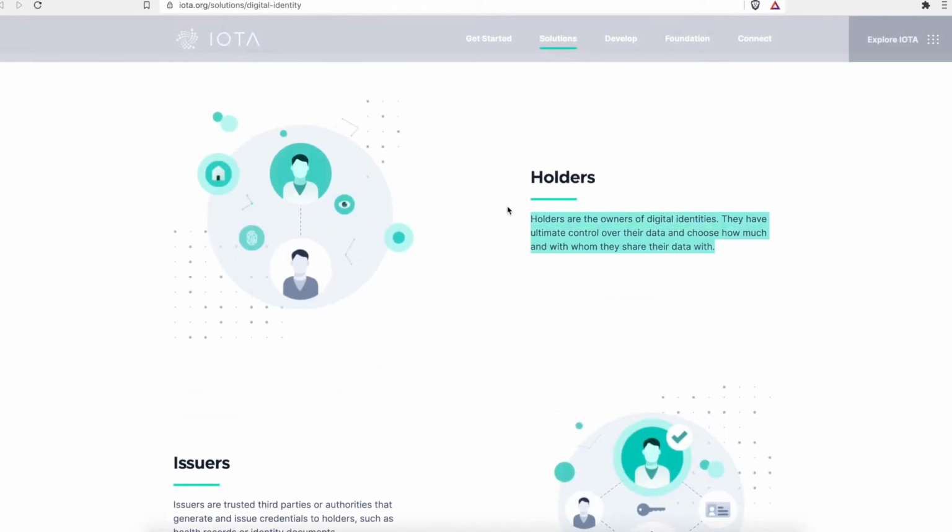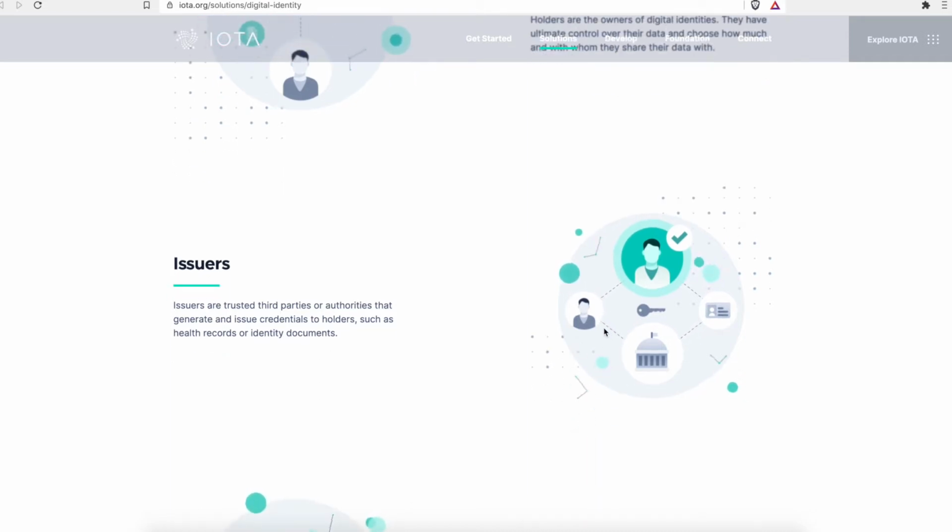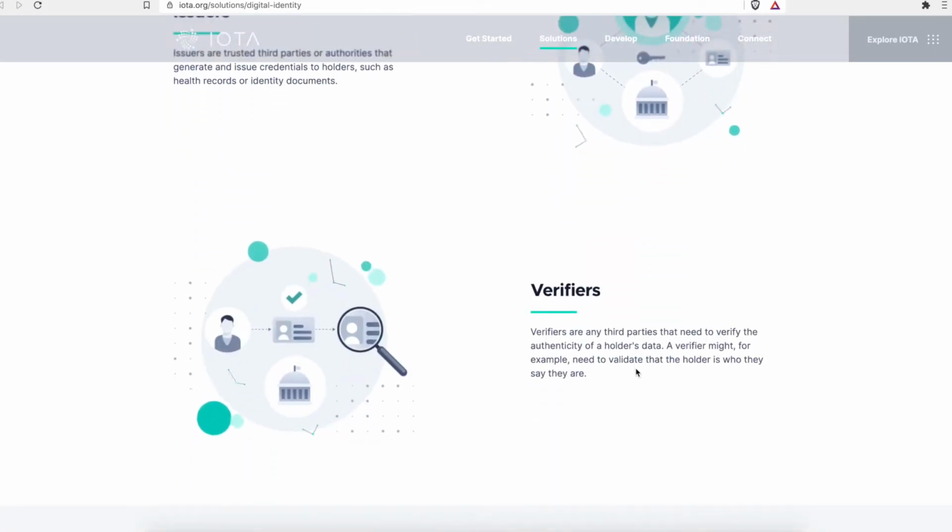They have holders, which are us, you, and whoever holds it. There are issuers, trusted third parties or authorities that generate and issue credentials to holders, such as health records or identity documents. So basically, how it works is like this. This is you. You have the banker, you have the person. They aren't sharing your information. You choose who gets that information. If you want them to get the ID, okay, great, here's my ID, you can have it. If you want them to have access to your bank, you can get the information from your bank and say, here's the information, instead of them going directly to your bank, which is nice. You have some more control.